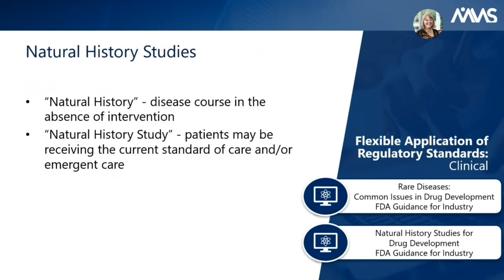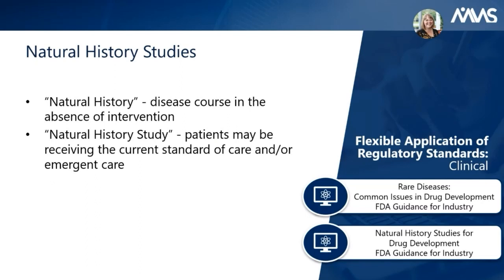Natural history studies are covered extensively in FDA guidances, both in the common issues guidance that we've been talking about for several slides now, but also in a separate specific guidance on this type of study, which can be interpreted in the context of rare disease. There is one thing to note. When FDA refers to a natural history of a disease, they're using the traditional understanding of natural history to mean the course a disease takes in the absence of intervention.